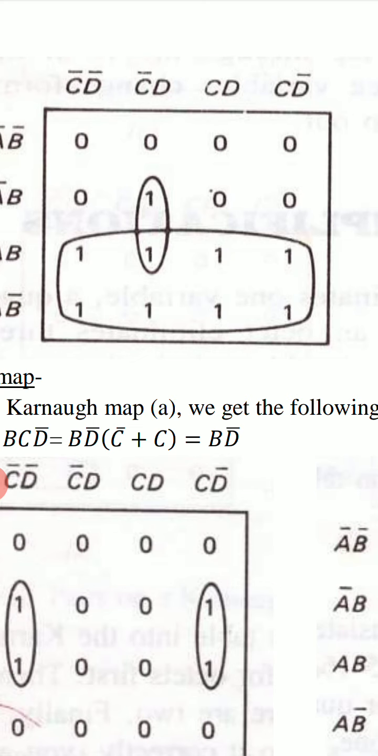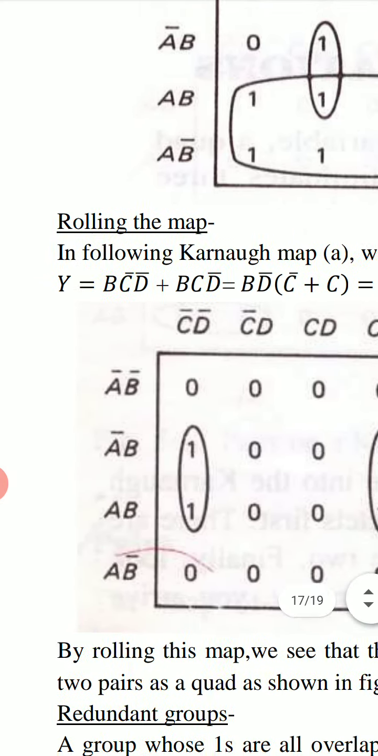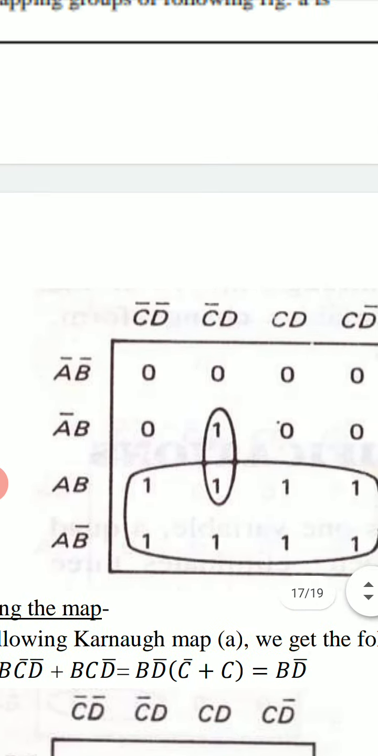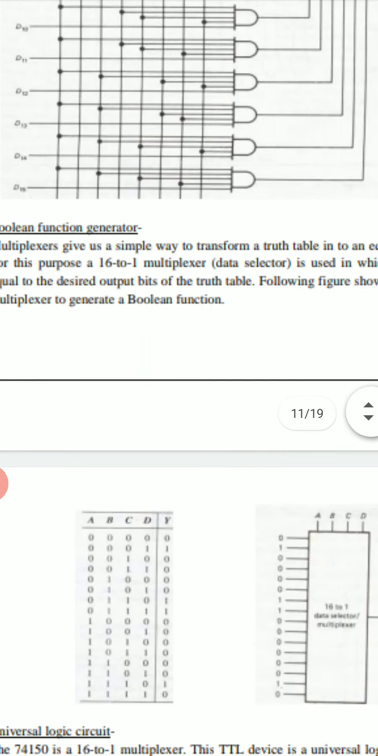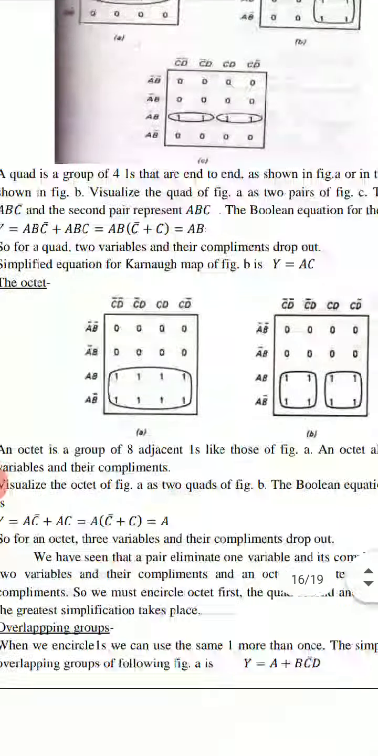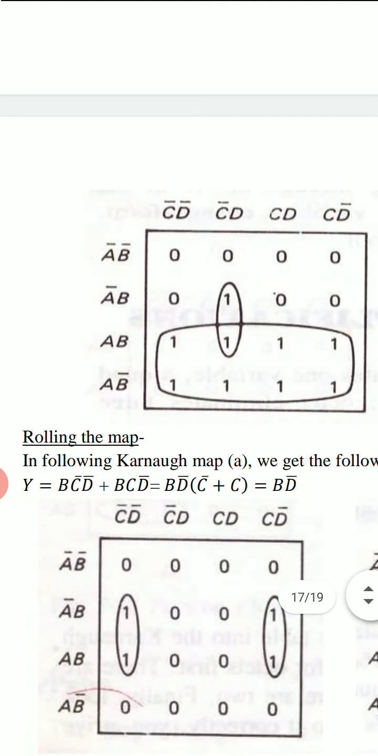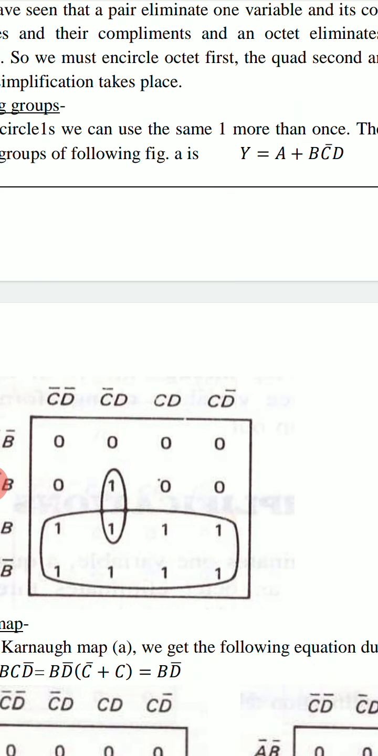We can overlap in this way, and for this octet we write y equal to A, and for this pair we write y equal to B C bar D. So output y for this Karnaugh map will become y equal to A plus B C bar D.